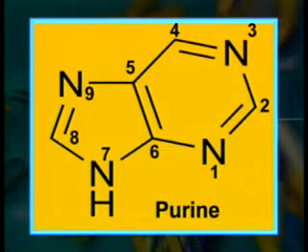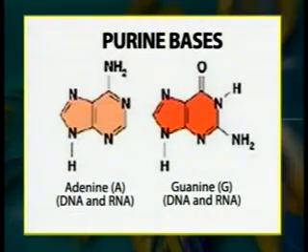Purine is a bicyclic structure consisting of a pyrimidine fused to a 5-membered imidazole ring. The 5-member ring of purine has nitrogen in the place of carbon at positions 7 and 9. Therefore, purines contain 5 carbons and 4 nitrogen atoms. The 2 major purine bases present in DNA are adenine and guanine.